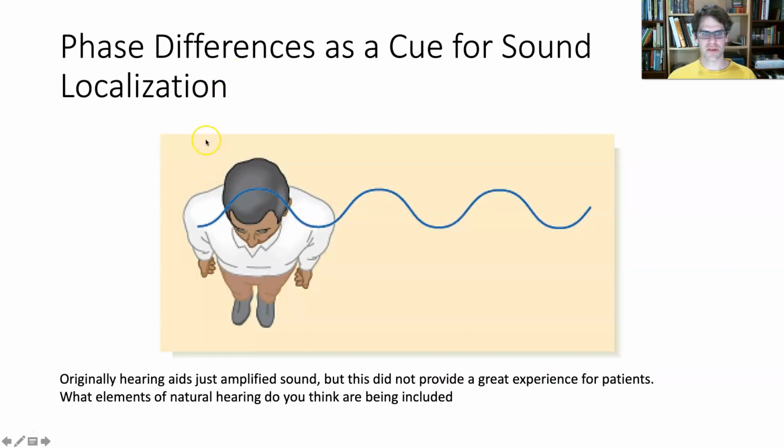So this is what this is trying to show here. If this is a sound wave traveling through the head, you can see that as it hit this ear, it was at this point in the wave, and at this ear, it's really more at this point. And that subtle difference can be enough.